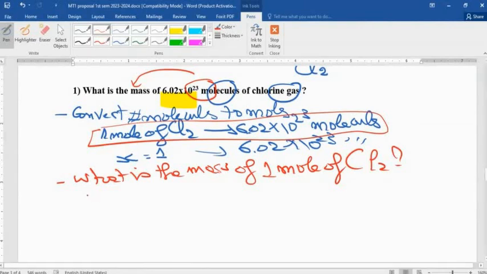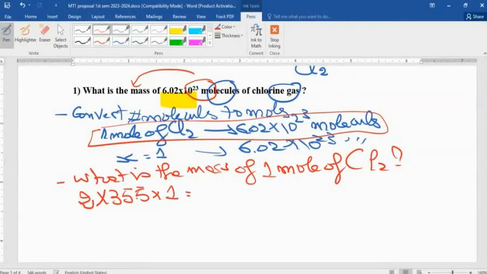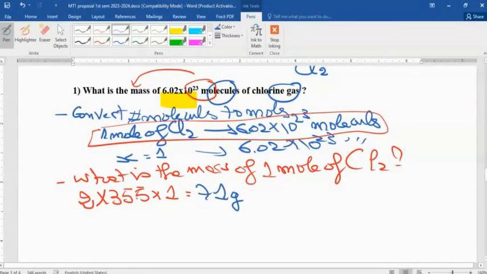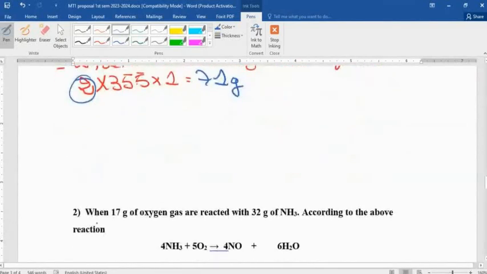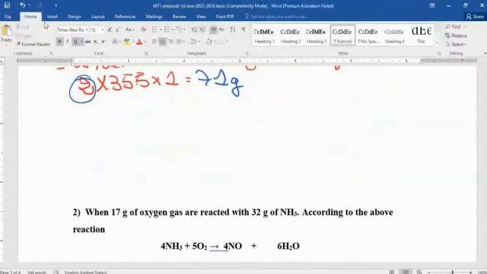So the molar mass of chlorine gas will be equal to 2 multiplied by 35.5, multiplied by 1 mole. So this will be equal to 71 grams. This is the mass of this Avogadro number of molecules. Why did I multiply by 2 here? Because I have chlorine gas, Cl2. From the periodic table I get only 35.5. Good. This is the first question.